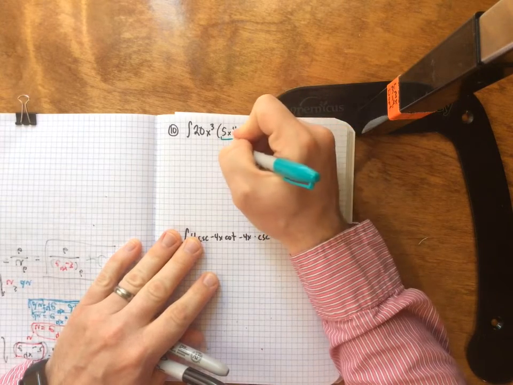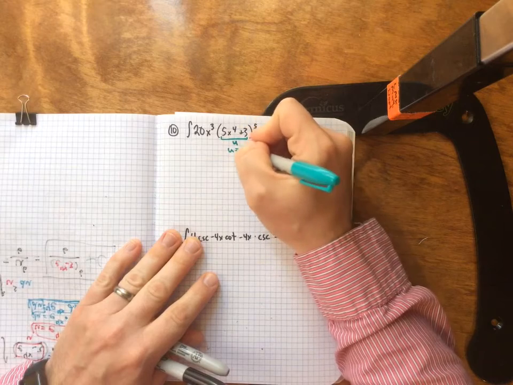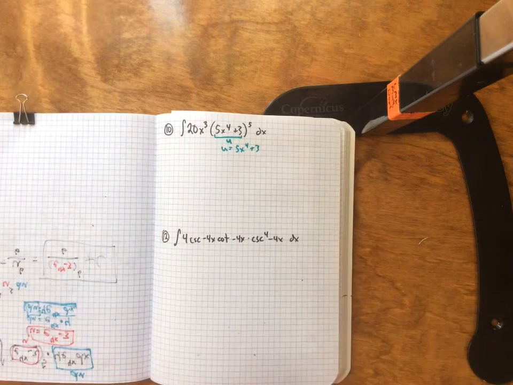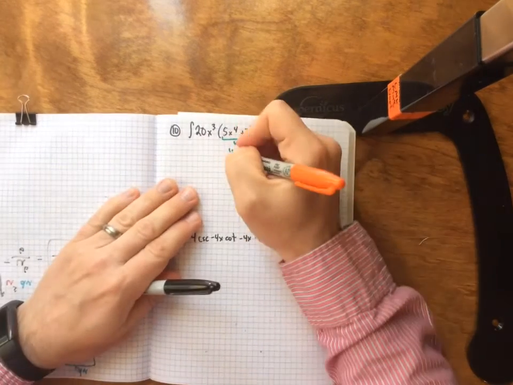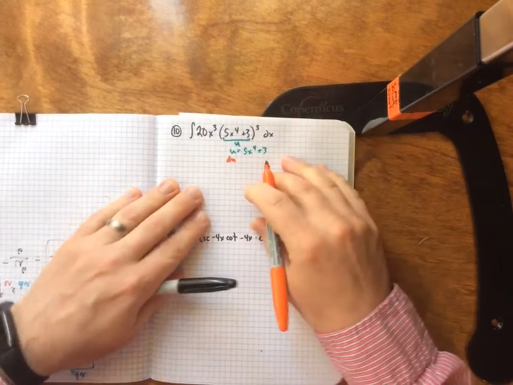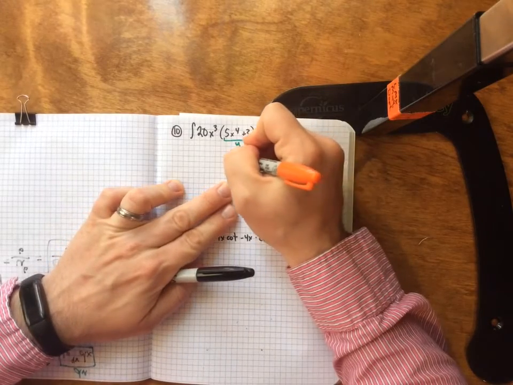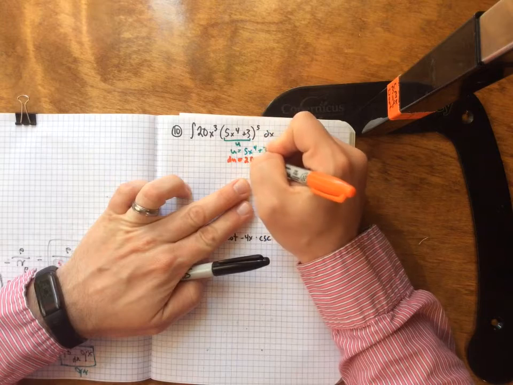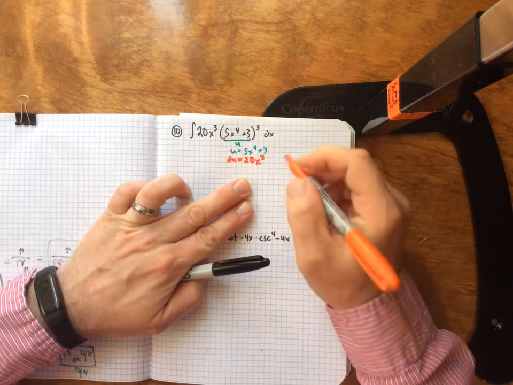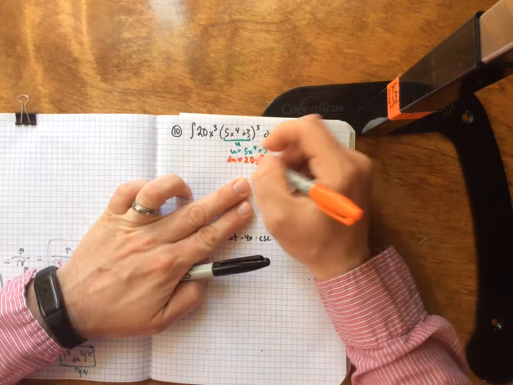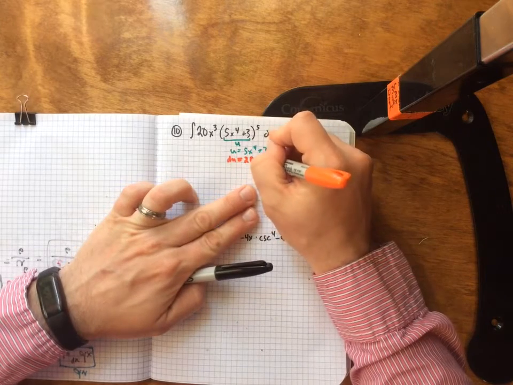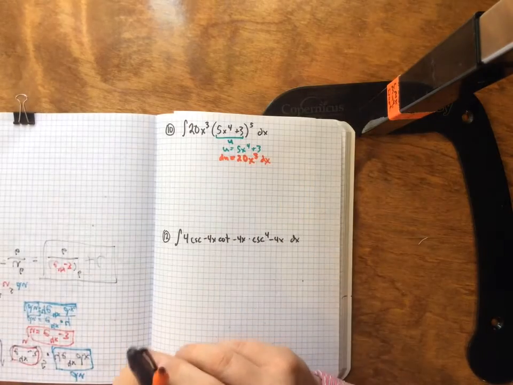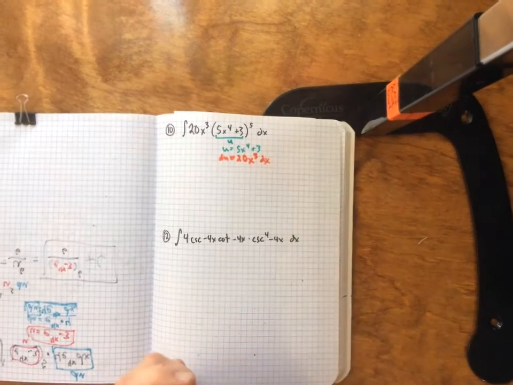So u is equal to 5x to the fourth plus 3. du, which is always found just by taking the derivative of u. 5x to the fourth, the derivative of that is 20x cubed, and the plus 3 goes away. I also put a dx at the end. For more details on that dx, you can ask questions later about that.